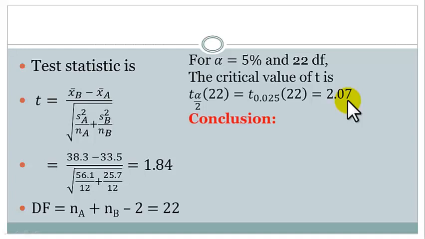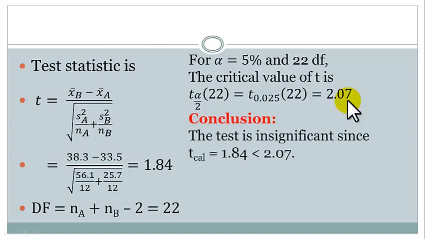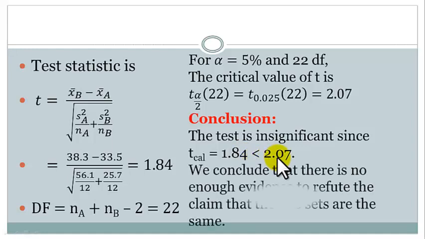Conclusion. The test is insignificant since the calculated value of our test statistic T, which is 1.84, is less than the table value 2.07. We therefore conclude that there is not enough evidence to refute the claim that the two sets of data are the same.